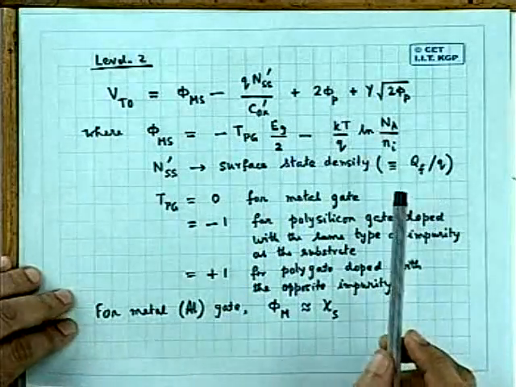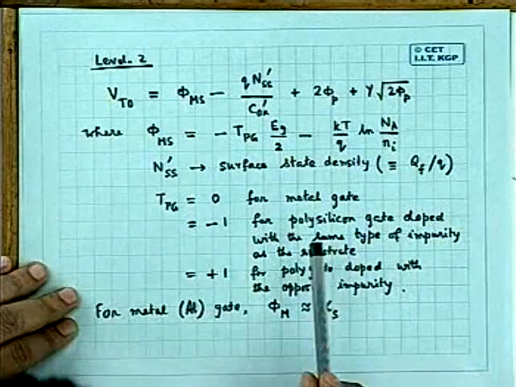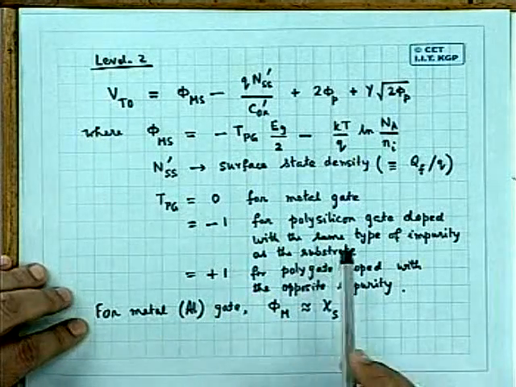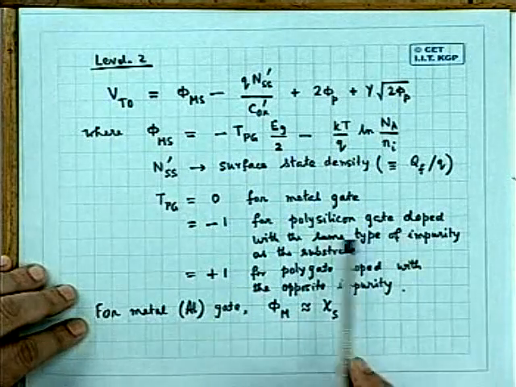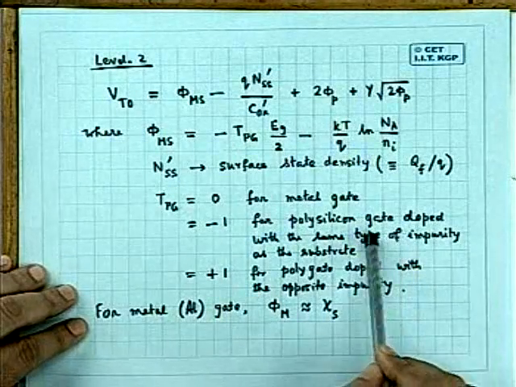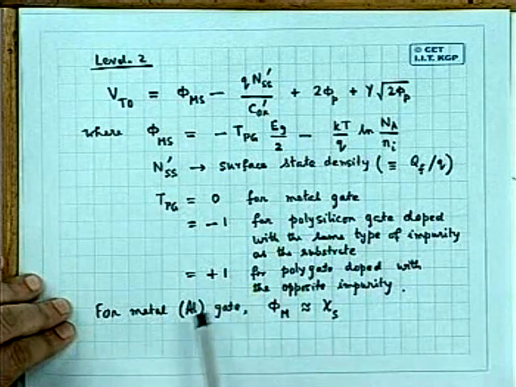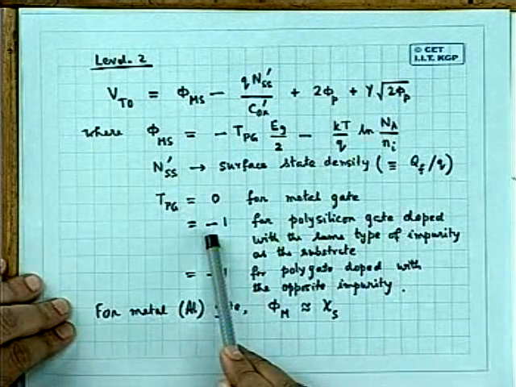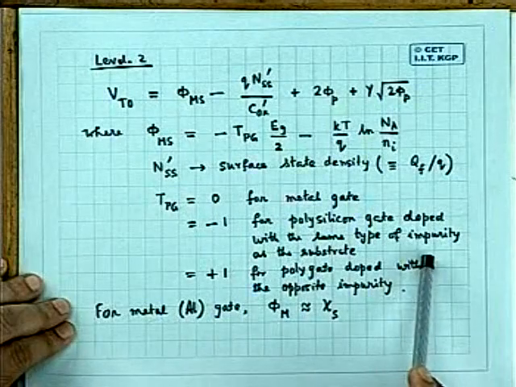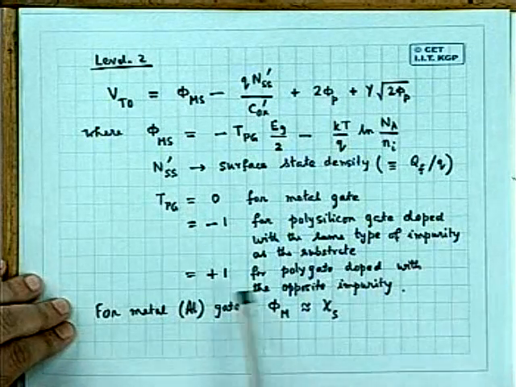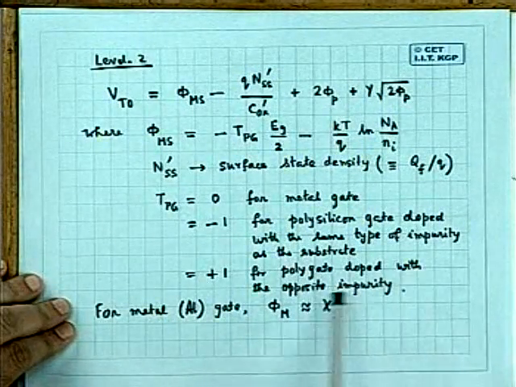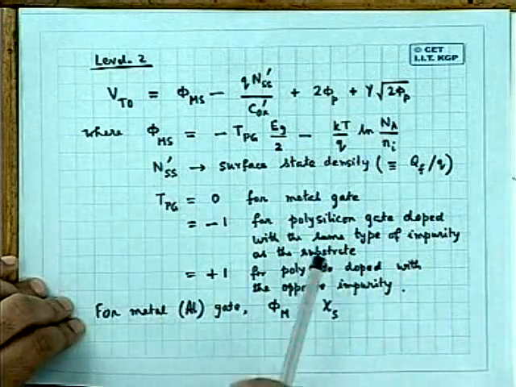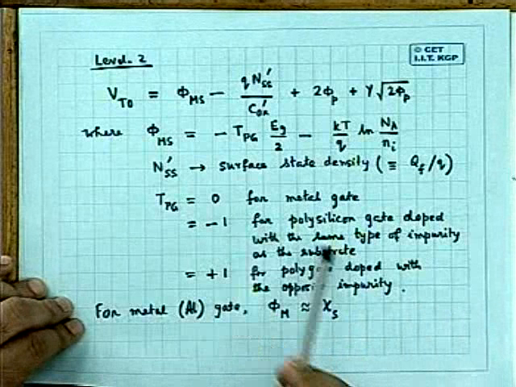And this TPG parameter which is there in phi ms, here phi ms also has been modeled physically. And I discussed in the last class that this TPG is a tri-state parameter: 0, -1, +1. 0 for metal gate, particularly for aluminum gate, for which phi m is approximately equal to chi s. -1 for poly gate doped with the same type of impurity, and +1 for poly gate doped with the opposite impurity. I asked you to verify it yourselves. Why is it so? I think you have to verify it yourself.